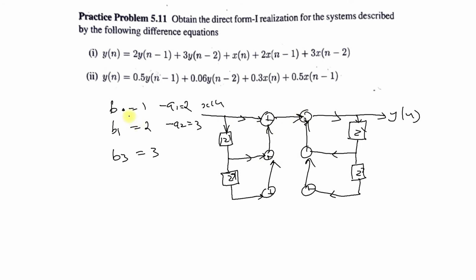Now put the coefficients b0 equal to 1, b2 equal to 2, then b3 equal to 3. Here a0 is always 1, then minus a1 equal to 2, so it is 2, minus a2 equal to 3. So this will be the structure. You draw it neatly by yourself. Similarly, you do a lot of problems related to this direct form structure realization.